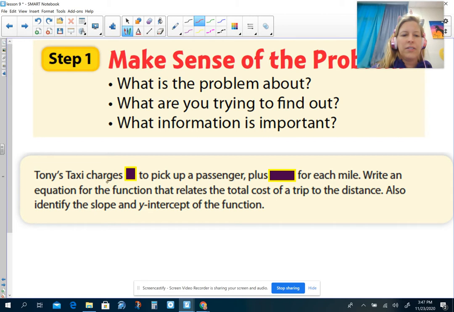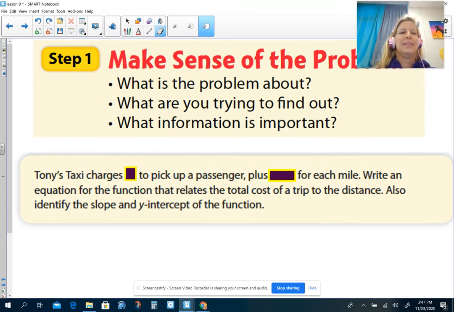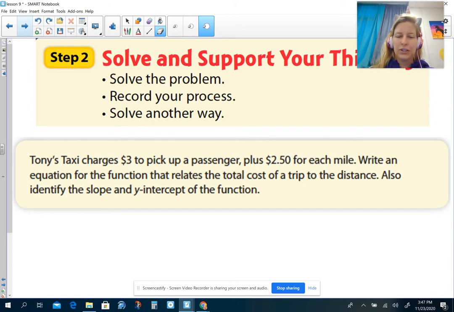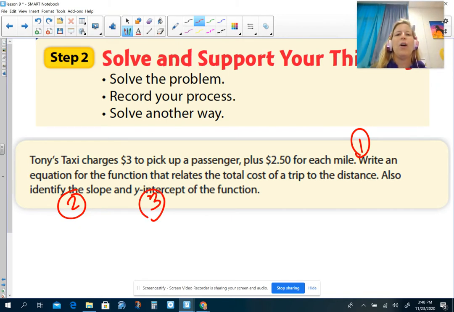Because this right here, this is where we're getting our equation from. So I want to know, can you find your y-intercept and slope before we break it down? Okay, let's see. There's our numbers. Pause my video. Can you write your equation? Can you figure out what your slope is and what your y-intercept is? Pause my video.